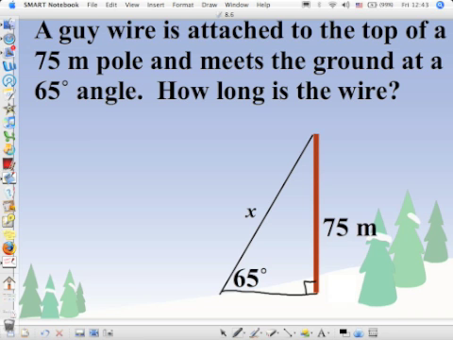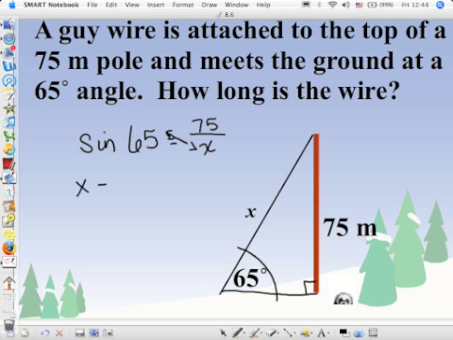Well, 65 is my designated angle. In relation to 65, I have the opposite and the hypotenuse, which would be sine. So the sine of 65 is equal to the opposite leg divided by the hypotenuse. How do you maneuver this equation to get x by itself? Flip it. You simply have to switch places here. x is equal to 75 divided by the sine of 65. Now we're going to plug that into our calculators. x equals 82.8, and we're going to round to the nearest whole number. So it's approximately 83 meters.